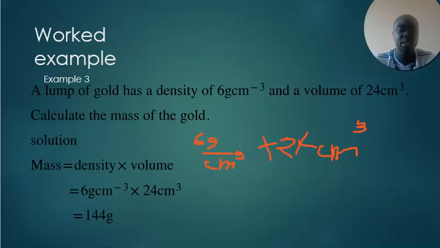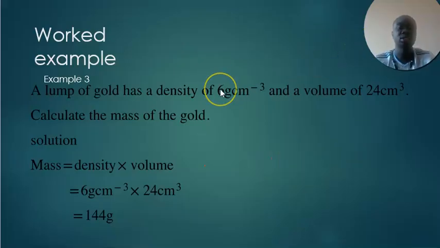When you multiply, realize that this centimeter cube will cancel this centimeter cube, leaving the grams there. Multiply 6 by 24, you get 144, then the grams will be there. Please take note that gram per centimeter cube is gram over centimeter cube, so when you are dividing like that, you can also cancel out. So that is that.